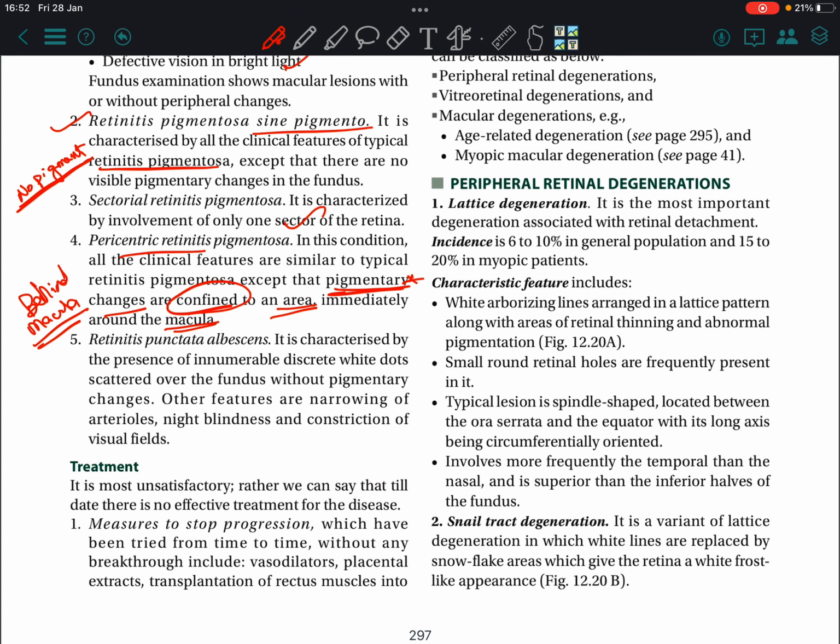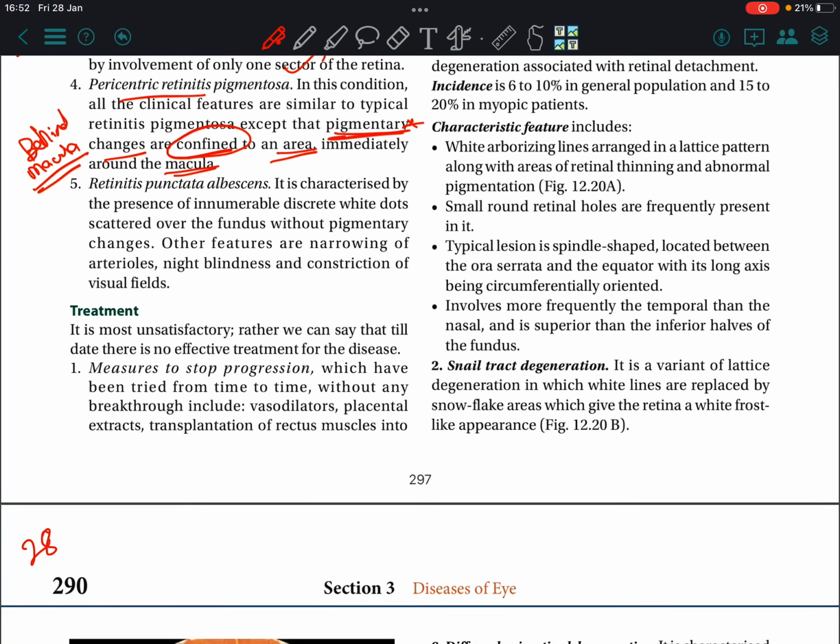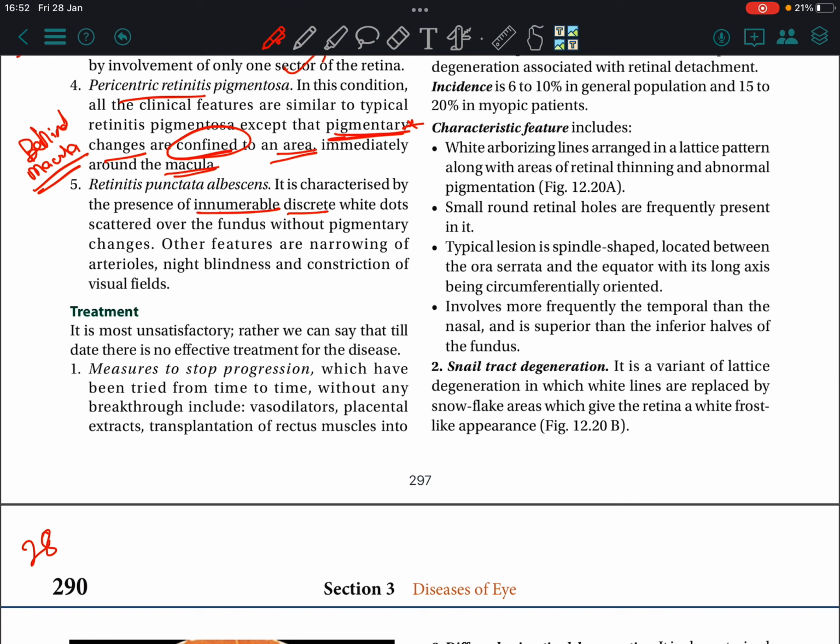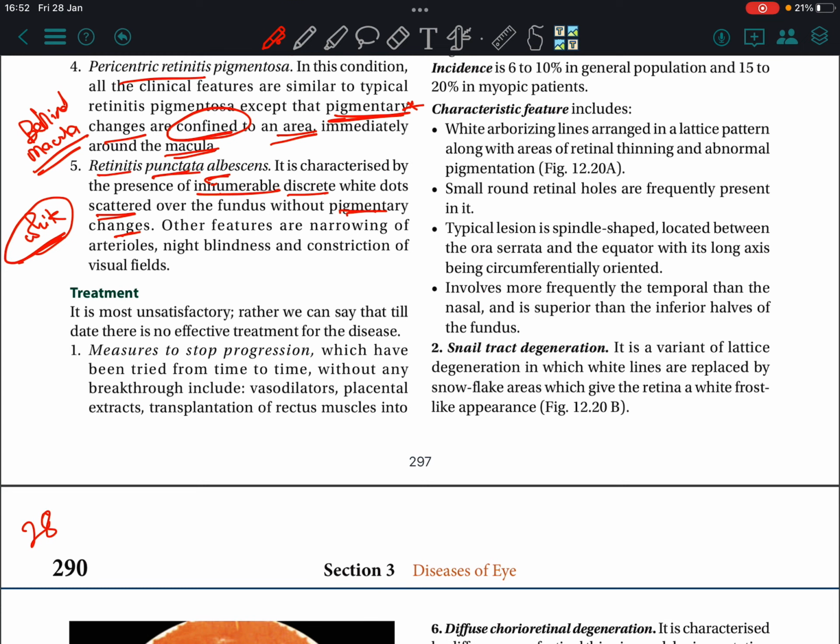Retinitis punctata albescens is characterized by the presence of innumerable discrete white dots over the fundus, without pigmentary changes. Albescens means white. No pigmentary changes, but white spots are seen. Other features are narrowing of arteries, night blindness, constriction of visual field, etc.